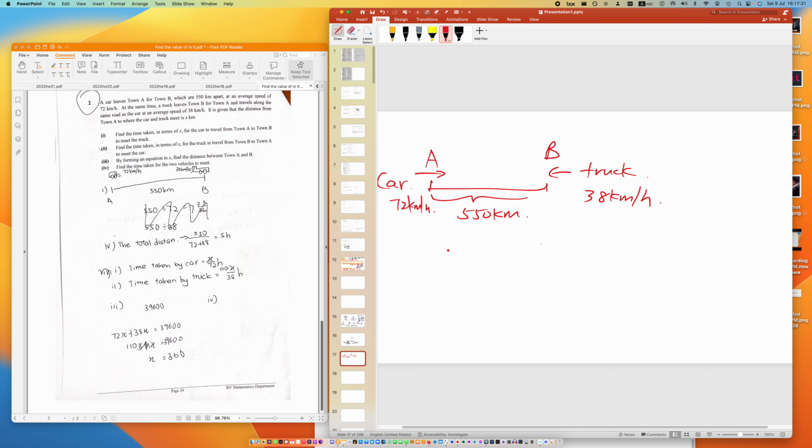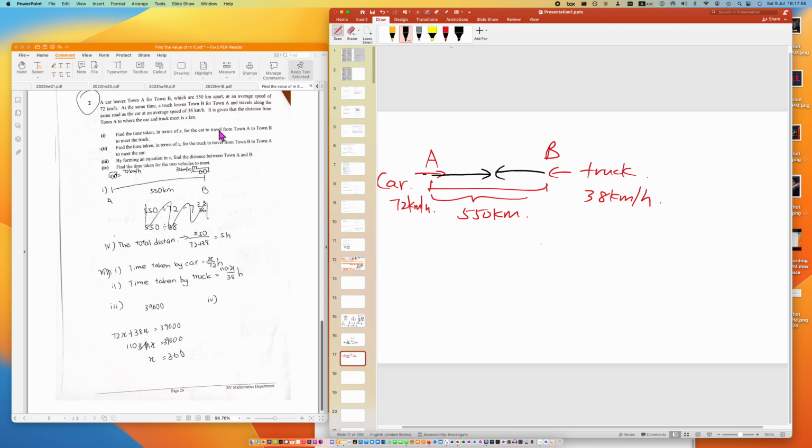Okay, something like this. The simple sketch. Then you should know. So basically the car will travel, then the truck will travel, then they'll somehow meet. If they don't meet, they will somehow cross each other. Then the truck will continue, and this one also continues. But somehow they will meet at one point.